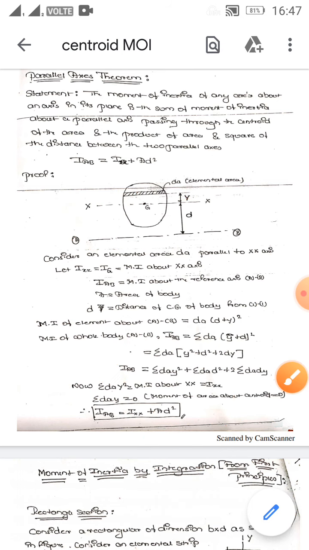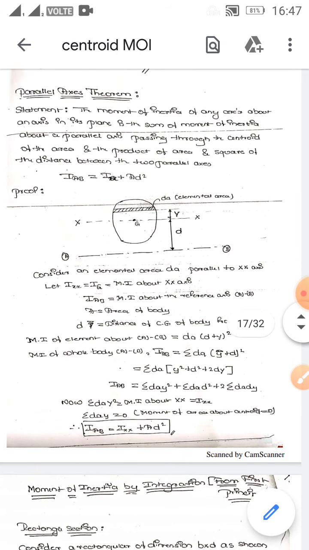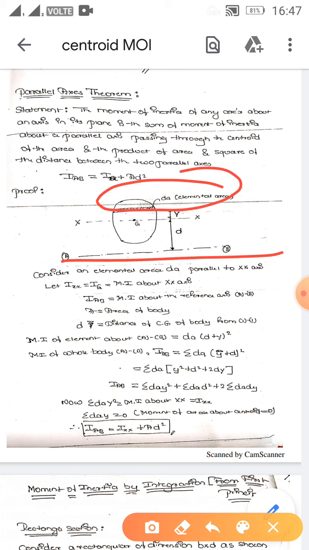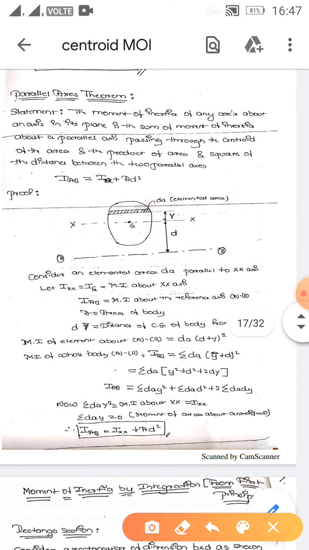Why I have taken y over here: it is the distance of the small element with respect to the centroidal axis XX, and from this centroid it is d. Just have a look here, both have been given on this side. So the distance of that small element dA with respect to this axis is y plus d, and square of that as per the definition of the moment of inertia. That's what I have taken in this calculation. The moment of inertia about AB, dIAB, is equal to dA into (y plus d) whole square.